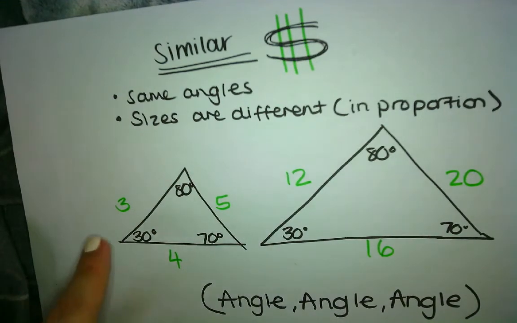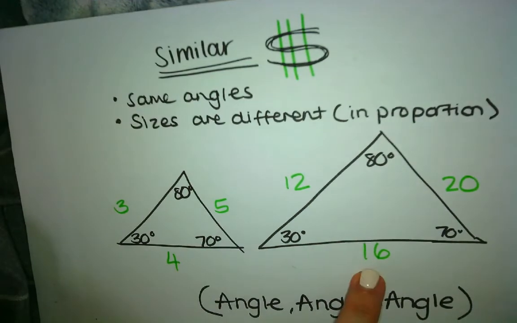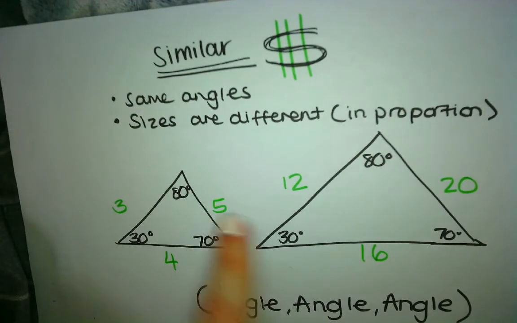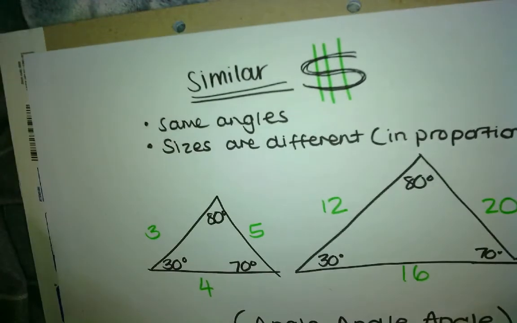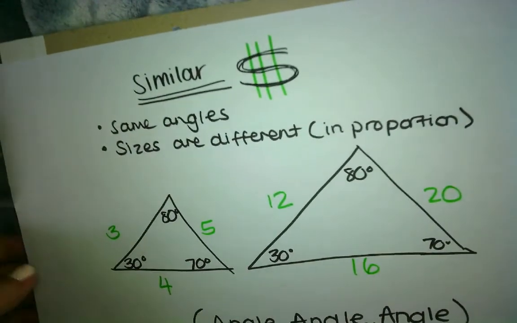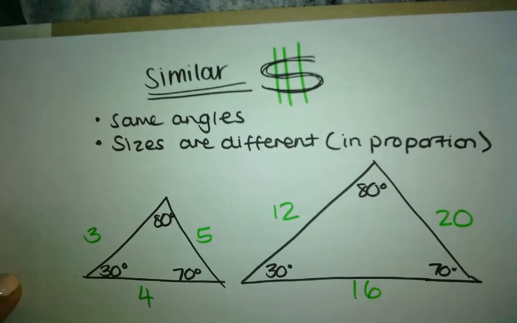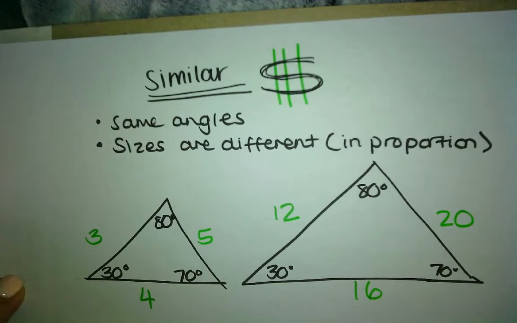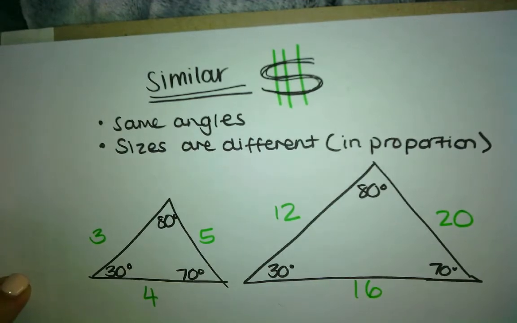If I look from 3 to get to 12, I times by 4. From 4 to get to 16, I times by 4. From 5 to get to 20, I times by 4. So what I suggest you do is write this down. You can actually pause the video if you want to, and then write that down under similar. So the sizes are different, but it has to be in proportion to each other. And then it's just showing you the main differences there.